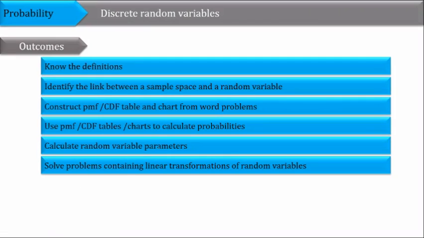Now, first thing, as usual, will be the outcomes. Most important, you have to know the definitions. Secondly, you have to identify the link between a sample space and a random variable. So the sample space, which is the capital S or capital omega that we encountered earlier. You must be able to construct a PMF or CDF table or chart from word problems.